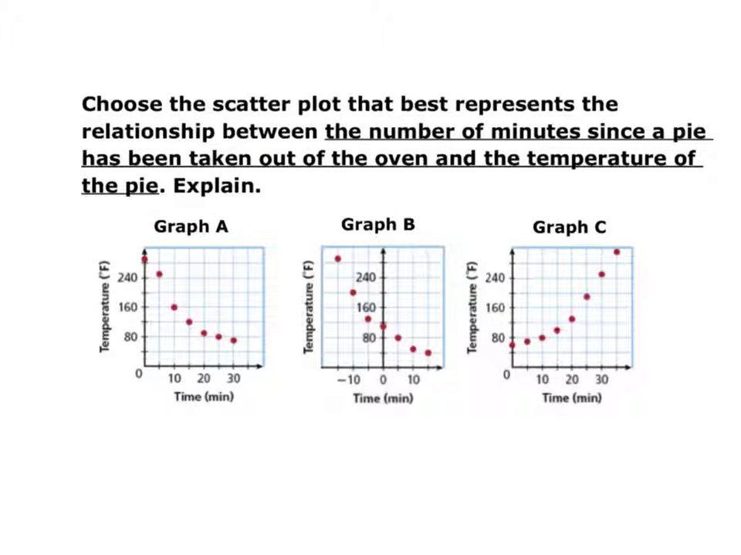Choose a scatterplot that best represents the relationship between the number of minutes since a pie has been taken out of the oven and the temperature of the pie. Explain. Three graphs: Graph A, Graph B, Graph C.